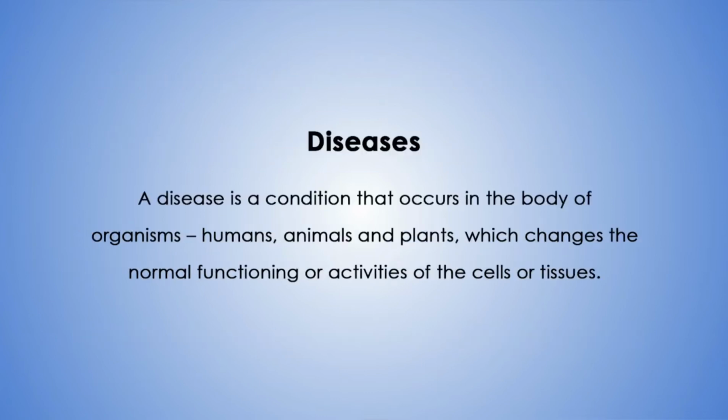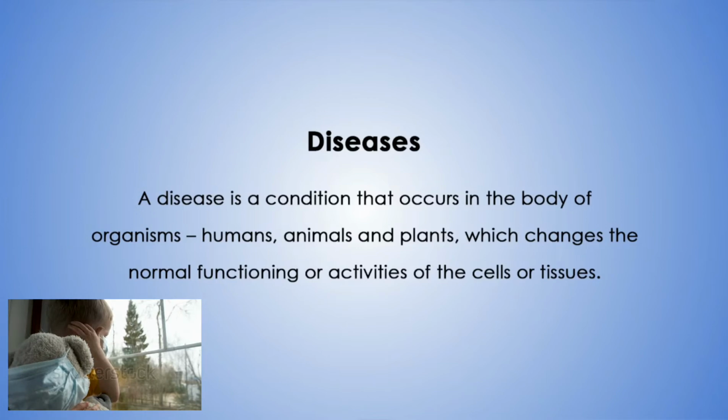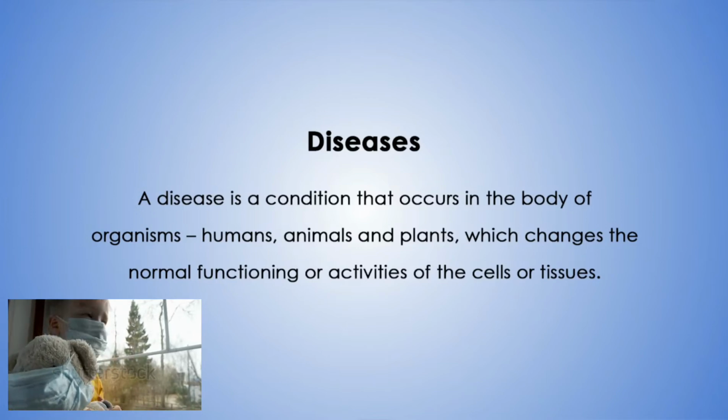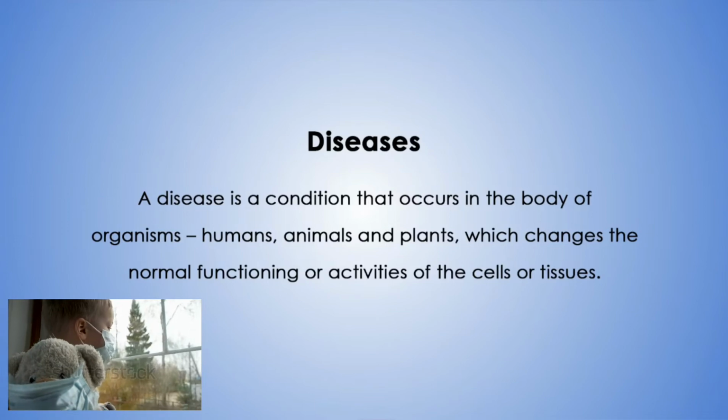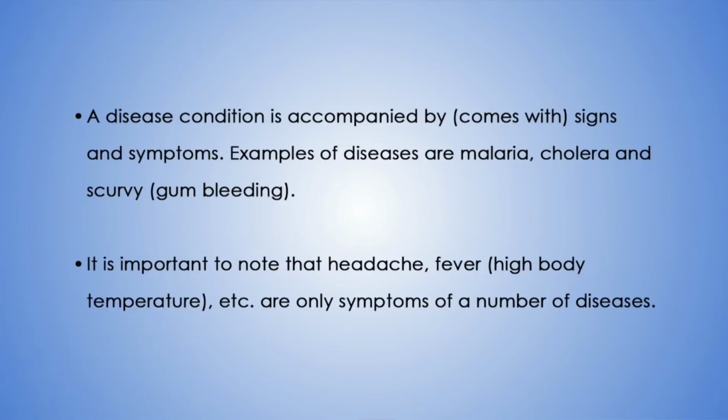Now let's start off with diseases. A disease is a condition that occurs in the body of an organism, be it human or generally animals, or in plants, which changes the normal functioning or activities of the cells or the tissues. A disease condition is accompanied by some signs and symptoms. Examples of diseases are malaria, cholera, and scurvy, which is gum bleeding. It is important to note that headache, fever, that is high body temperature, etc., are only symptoms of a number of diseases.